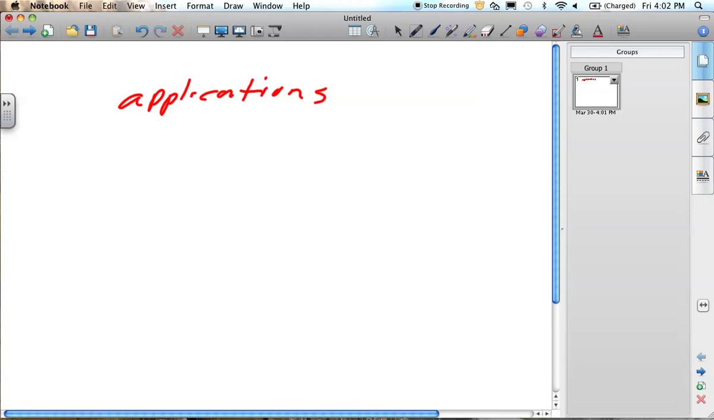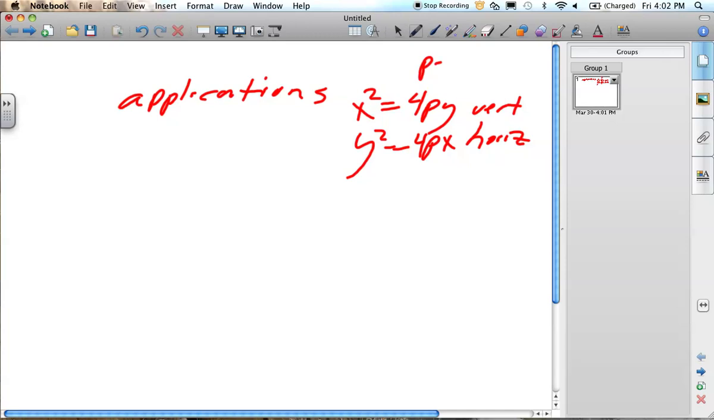All right, if you remember last time around, the things we were dealing with were things like x squared equals 4py for vertical, and y squared equals 4px for horizontal. And p was the distance between the vertex and the focus.